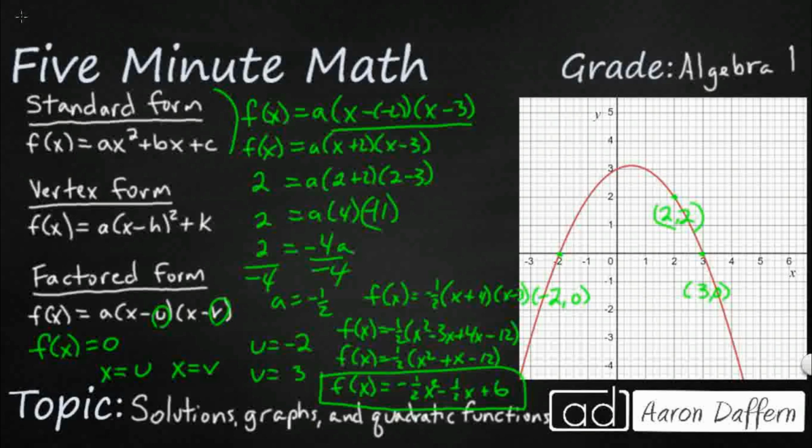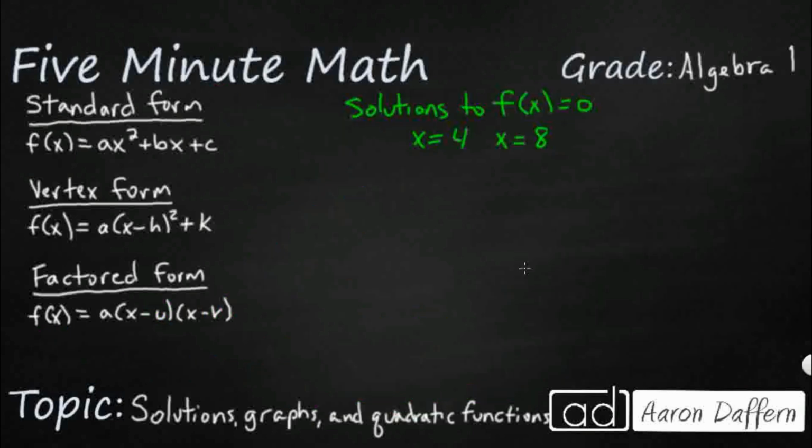Now what happens when we don't have a graph? Sometimes we'll get simply a statement that says the solutions to f of x equals 0 are, and then we'll get two x values. So all we know is that we've got a parabola here. We've got x of 4 and x of 8, and we know that it's passing through those two. We don't know whether it's facing up or facing down, but that's all we know. So what does that tell us?